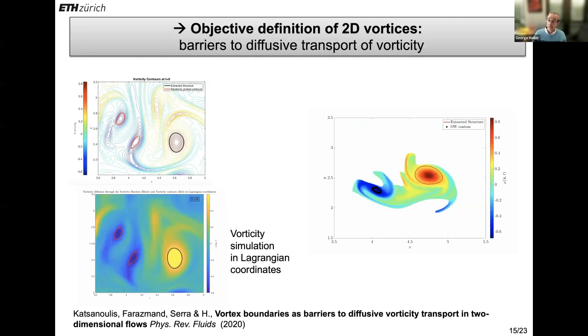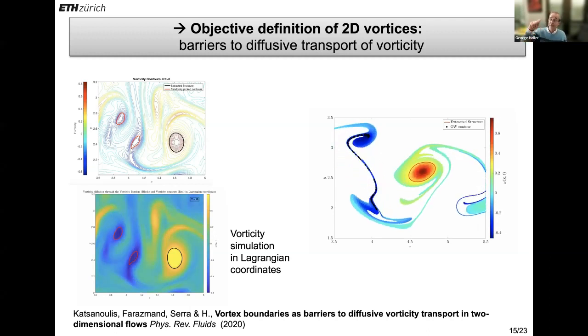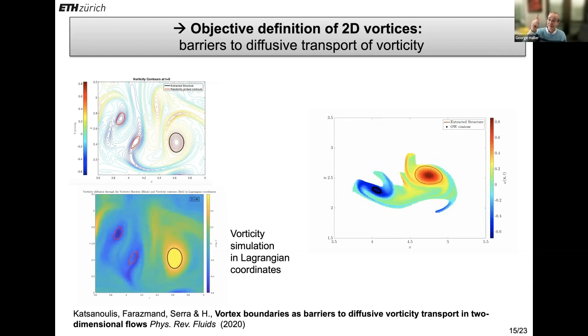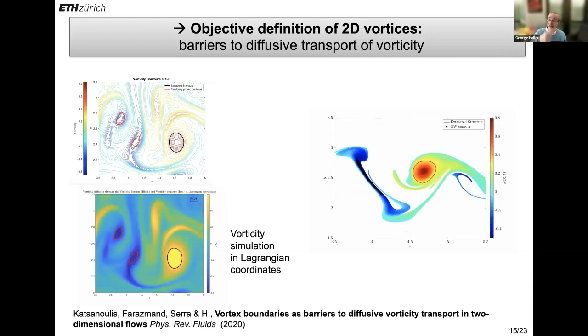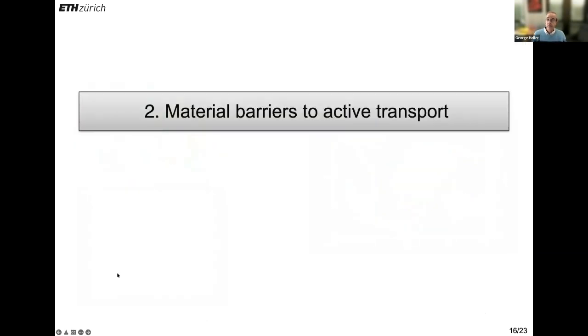Something is an effective diffusion barrier if it doesn't develop small scales, right? Because diffusion loves small scales. If you start filamenting, then diffusion will cut right through. So the two go hand in hand. This was the diffusive part.